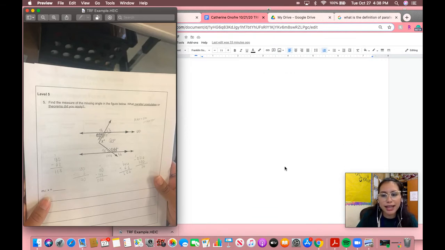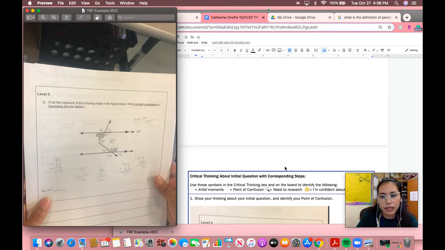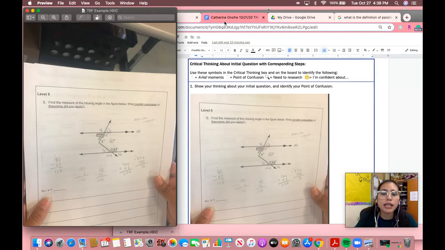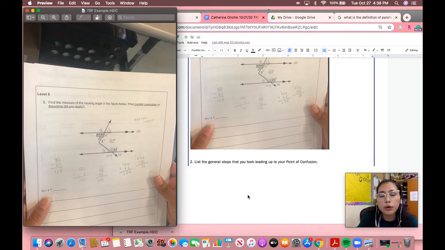So you'll notice the formatting is kind of off and not fun. I'll teach you how to work it. So on this critical thinking section about initial questions with corresponding steps, you basically have to insert the problem and try to solve it here. That's what this section is all about. And you may notice that there is not enough room.